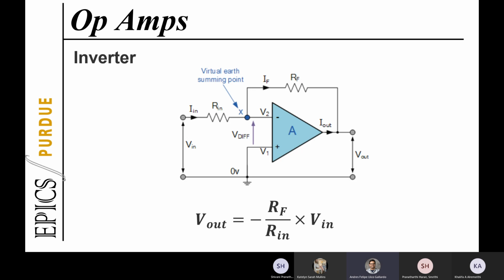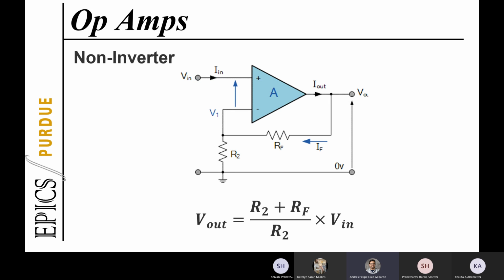So, as you might guess, if there is an inverter configuration, there must be a non-inverter. And the non-inverter is slightly different. So here is what it looks like.